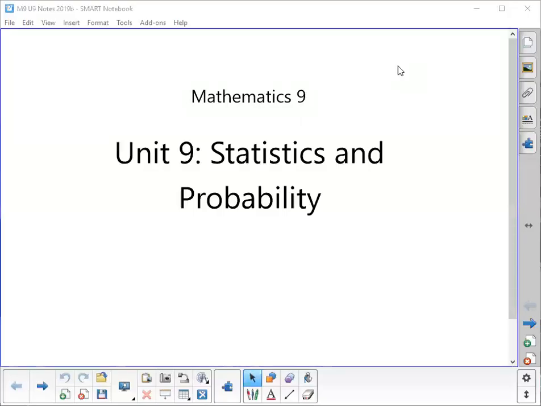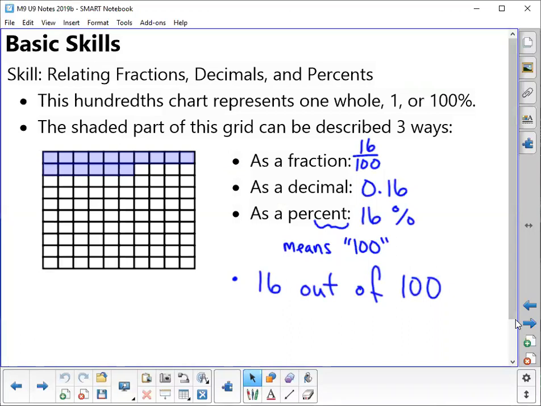All right, so this is Unit 9, Statistics and Probability. We got some basic skills that you have to know about. You have to know how to convert things between fractions and decimals and percentages. Those three things are very important for this one. If you don't know how to do that, you're going to have a lot of trouble with this unit. So a hundredths chart can help if you're really not sure what to do.